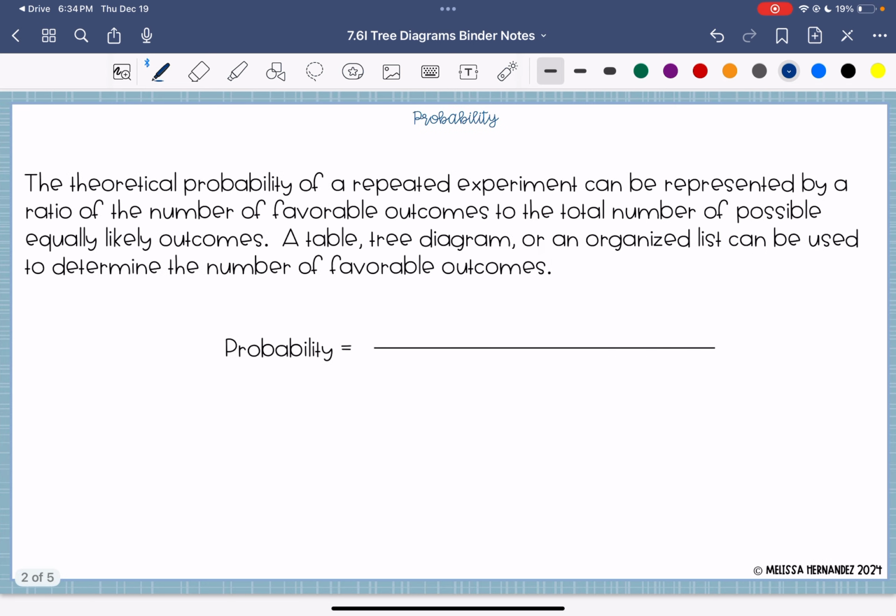So theoretical probability of repeated experiment can be represented by a ratio of the number of favorable outcomes to the total number of possible equally likely outcomes. A table, tree diagram, or organized list can be used to determine the number of favorable outcomes. Okay, so favorable is what you want. So that's over the total outcomes. I like to keep the definition simple. It'll make sense when we do some practice.